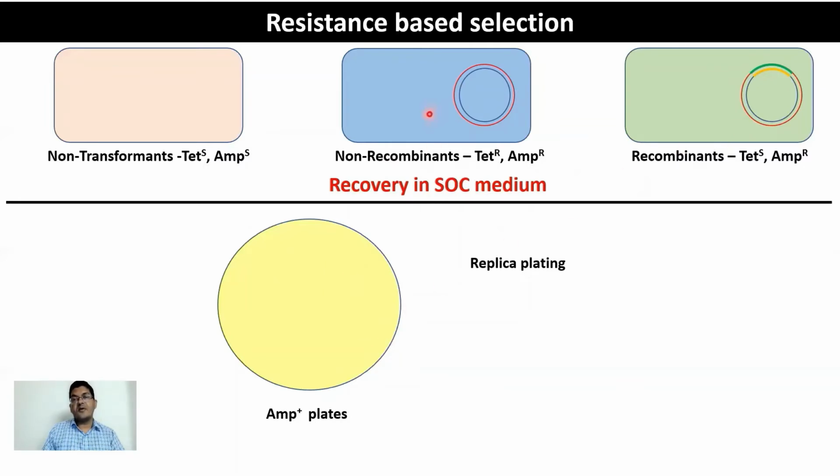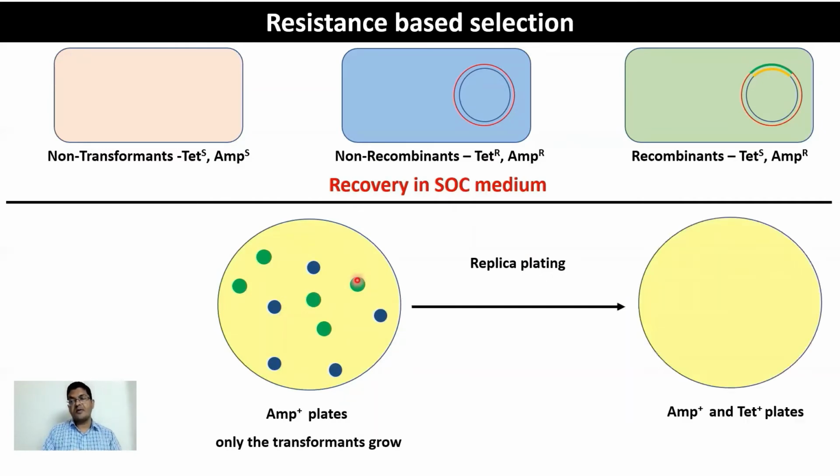So you have a population of cells that are either of this type or of this type. I represent them with blue dots and green dots here. So these are your blue and green dots, and they represent your non-recombinants as well as recombinants. From here, you now want to identify the cells that are your true recombinants. For that, you do a replica plating. When you do your replica plating, you replicate the plate onto an ampicillin as well as tetracycline plate.